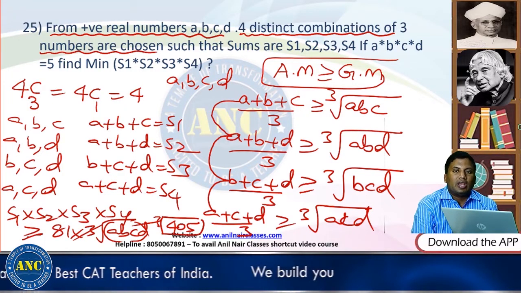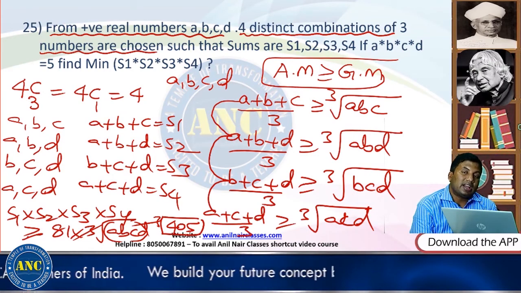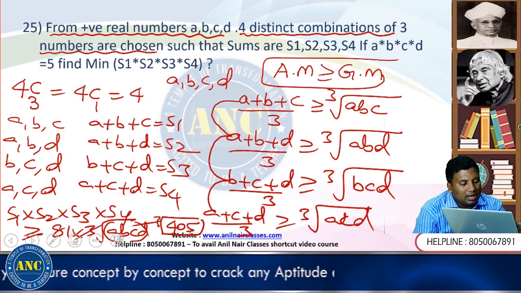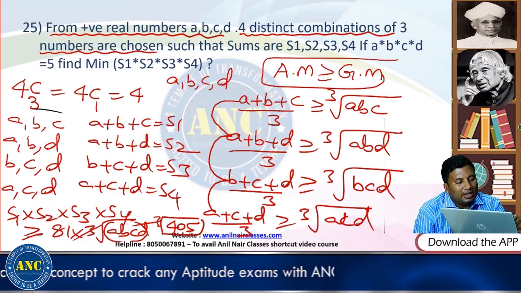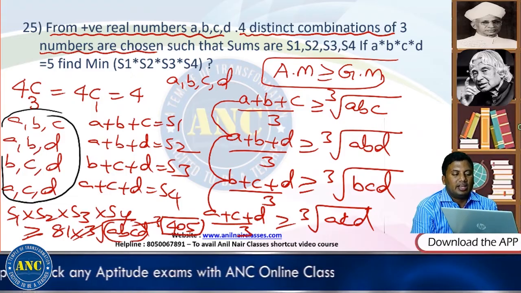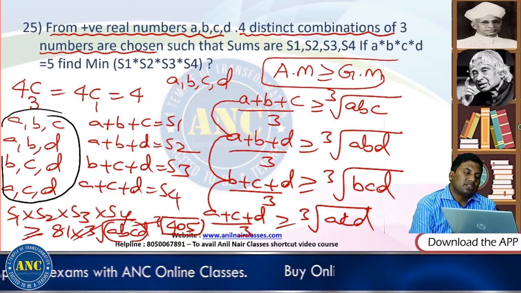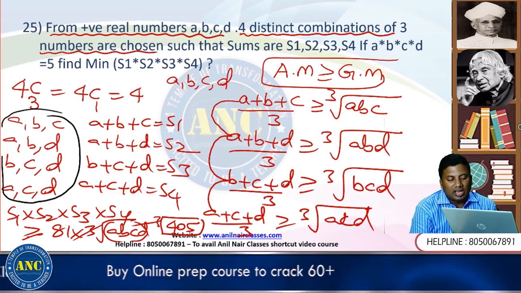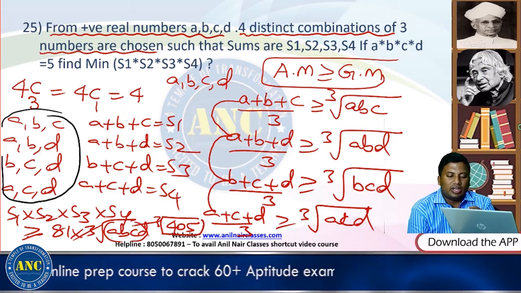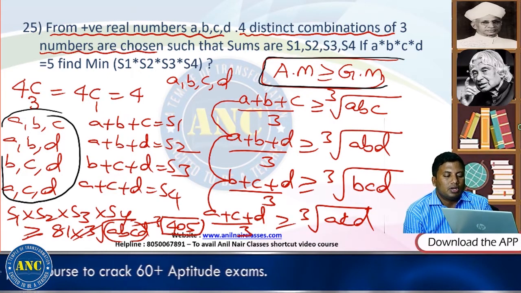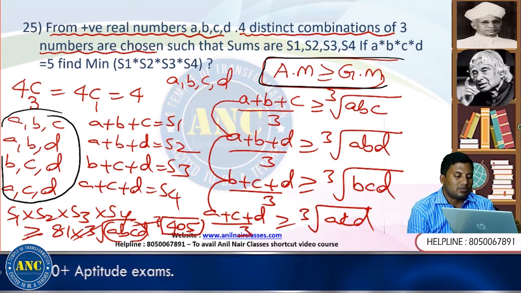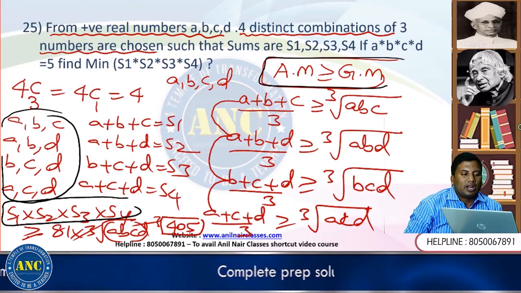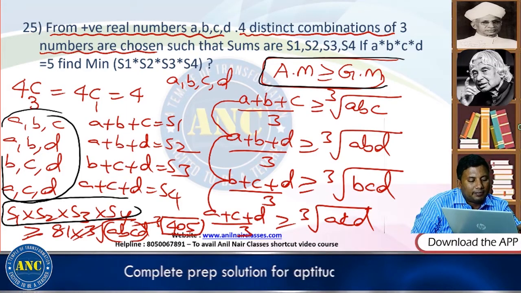Again I am explaining. There are 4 numbers A, B, C, D. I selected 3 numbers. 4C3 is the same as 4C1, which is 4. Those are ABC, ABD, BCD and ACD. I added the numbers: A plus B plus C, A plus B plus D, B plus C plus D and A plus C plus D. I call them S1, S2, S3, S4. I used AM greater than or equivalent to GM. So S1 into S2 into S3 into S4 is 81 into 5, which is 405. 25th, I hope it is clear.